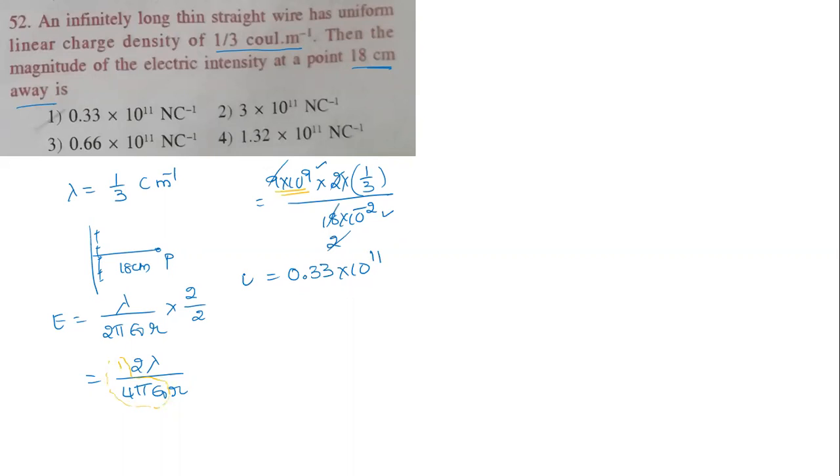So this is the electric field. What is the unit for this? Newton per coulomb. So the answer is the first option: 0.33 into 10 power 11 Newton per coulomb. That is the answer for that question. Can we move on to the next question now?